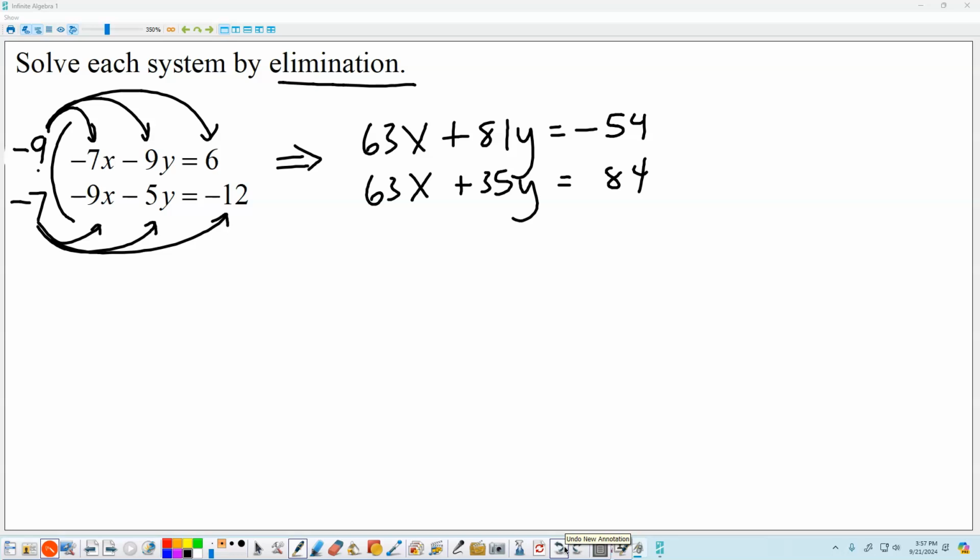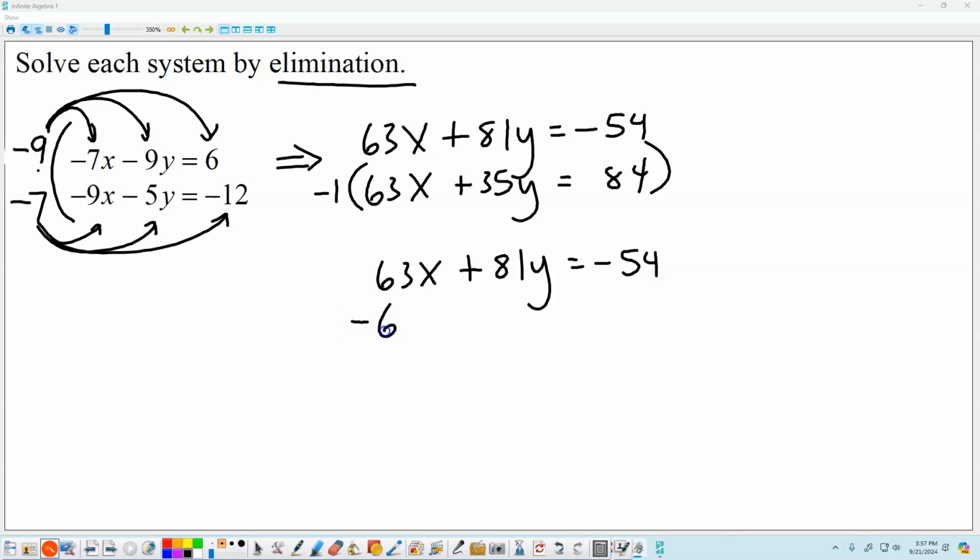The way we'll make them an opposite is we'll multiply one of the equations, I'll do the bottom one, by a negative 1. And what that's going to do is change all the signs so that they're opposites. The top equation will stay the same. The bottom equation will become this. Now we can combine these equations.